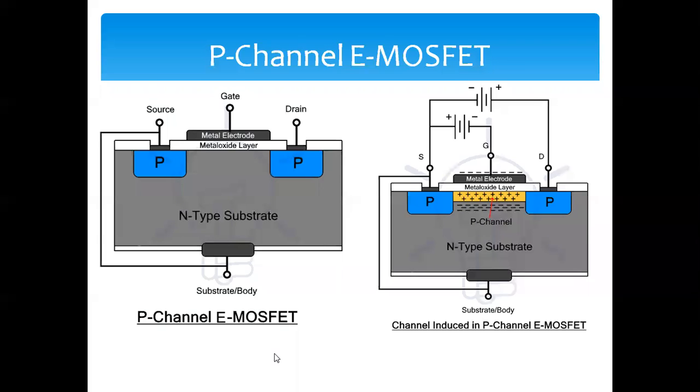Always remember, hereafter when I say E MOSFET, E stands for enhancement type, and when I say D MOSFET, D stands for depletion type. Okay, so just note these things.